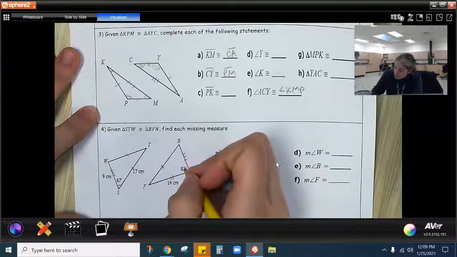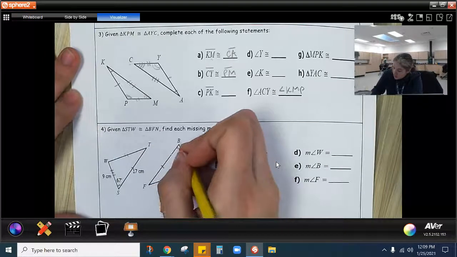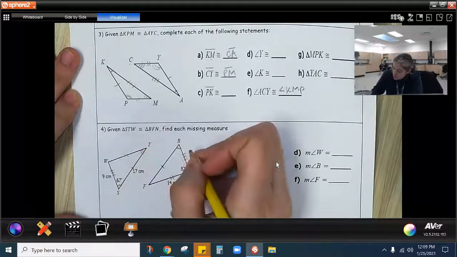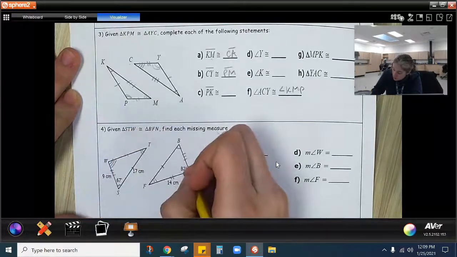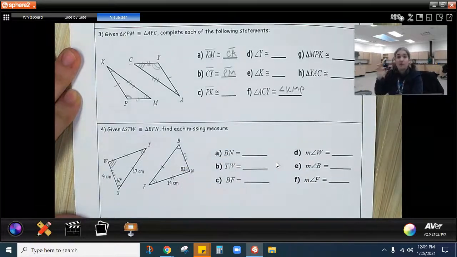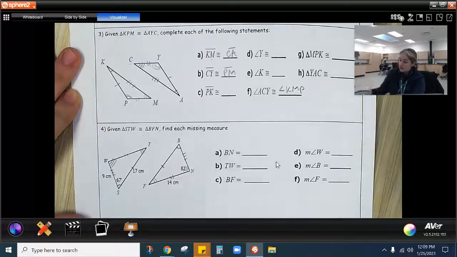Angle S gets 1 Wuxi. It corresponds to angle B. Angle T gets 2 Wuxis. It corresponds to angle F. And then W gets 3, and so does N. So now we can pretty easily see how things measure up, how they correspond, right?